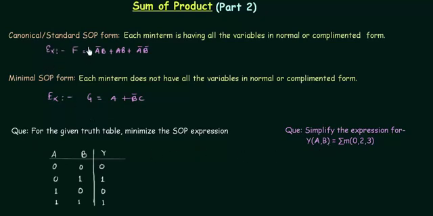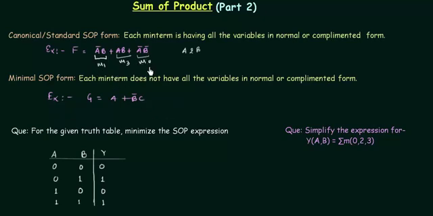In canonical or standard SOP form, each minterm is having all the variables in normal or complemented form. So if I see this example, the function is f and there are three minterms. The first is a complement b, the second is ab, the third is a complement b complement, and in total we have two variables, a and b. This one is minterm 1, this is minterm 3, and this one is minterm 0.